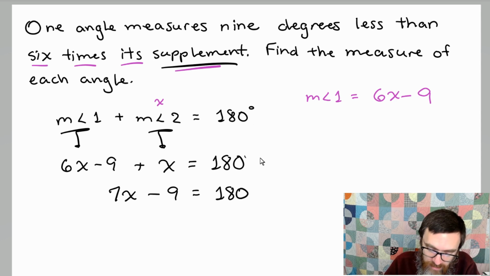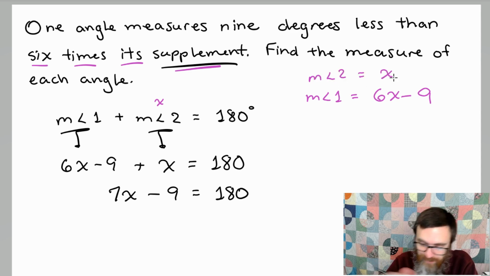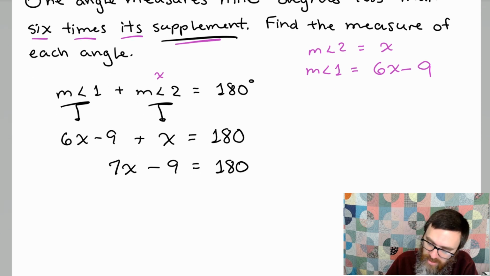And for this problem right here, I'm not going to worry about the degrees. I want to look at it from an algebraic perspective, just knowing that at the end, x represents the measure of angle 2. So we didn't know the measure of angle 2, so we were saying that was going to be x. Measure of angle 1 is 6x minus 9. All right, now let's show our steps here. I still like to do this, so I'm going to add 9 to both sides.